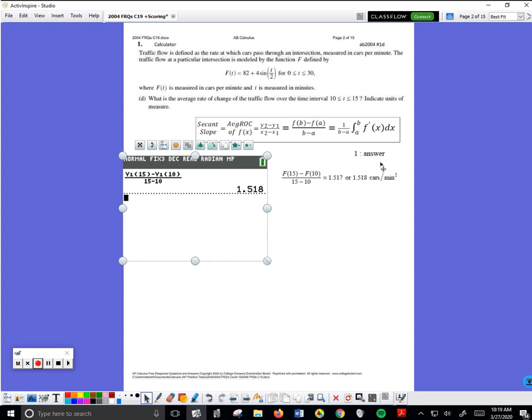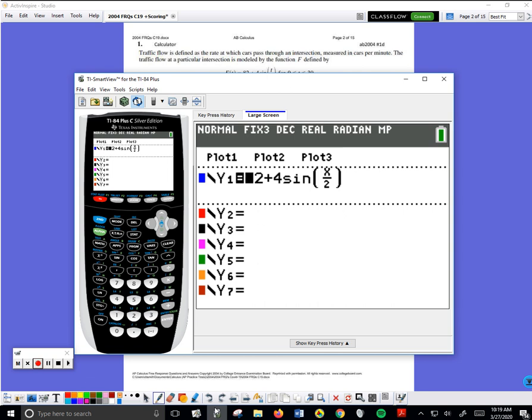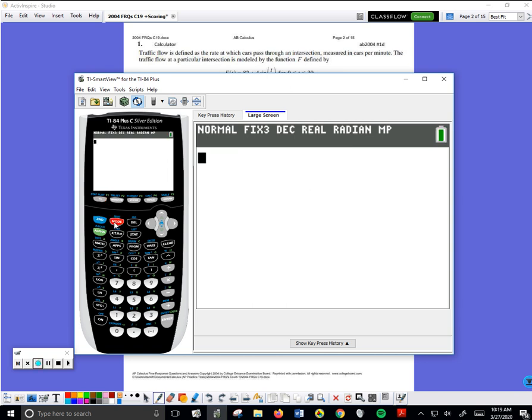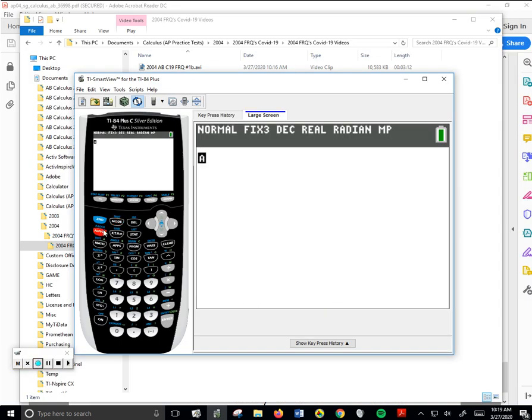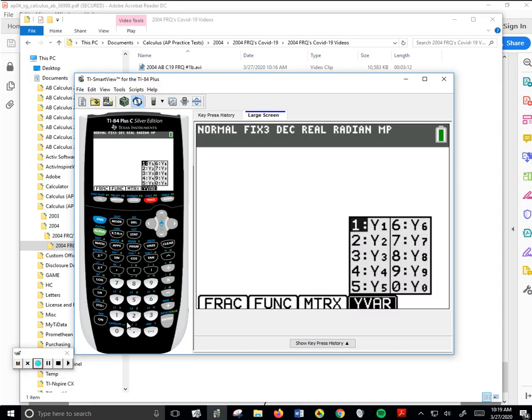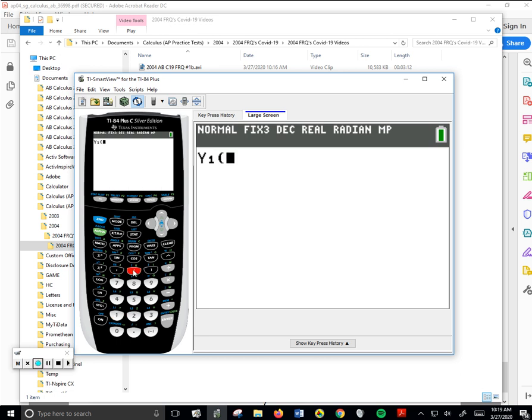It's 1 point for having the answer. You have to have the right units to get the answer as well, or to get that point. So you could have done this. Let's grab the calculator real fast. Here's my formula for F. This is okay to write to get the full answer, but another way to do it would be to say, okay, so let's go alpha y1 at time 15.